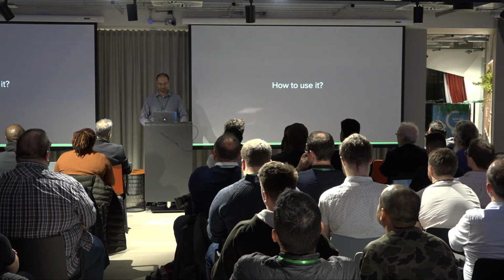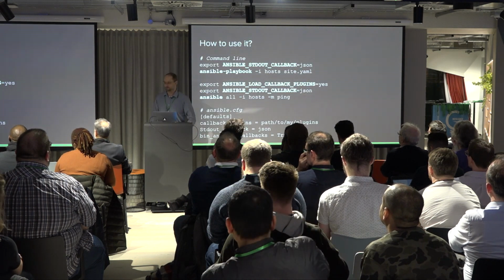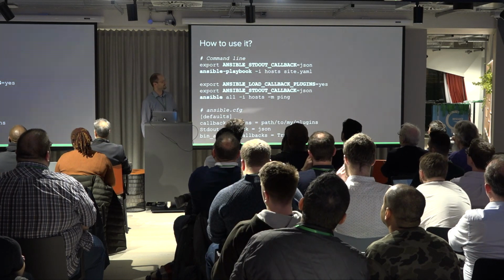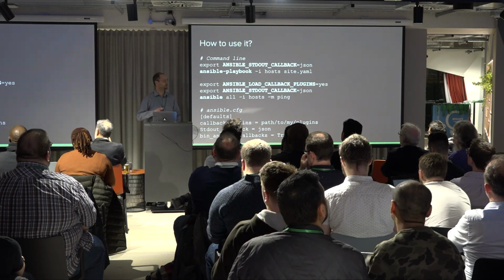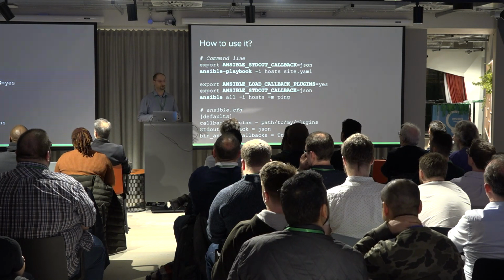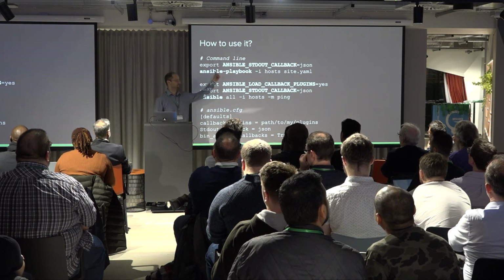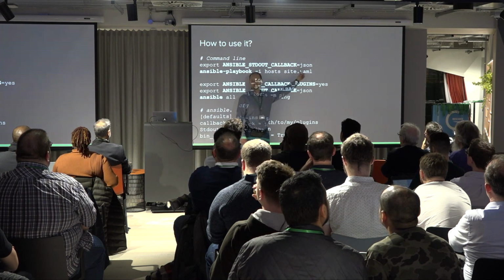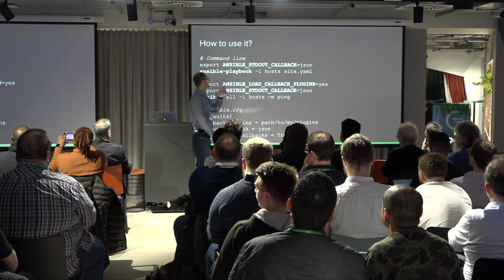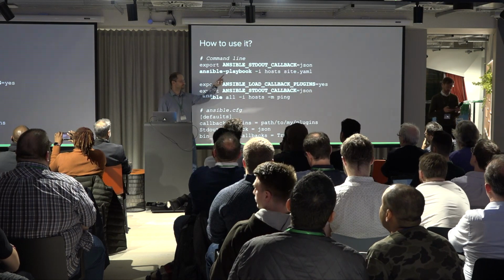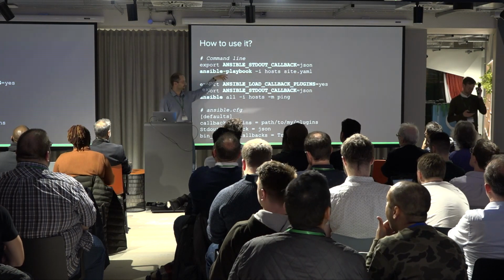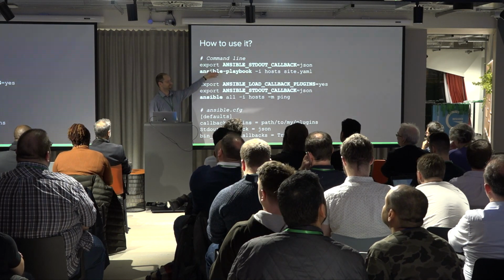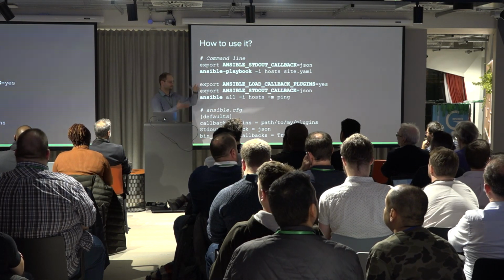So how to use it? This example is closer to me. Basically, you can do it ad hoc on the command line. You don't have to configure anything anywhere else. You just set some environment variable. In this case, I'm using the JSON callback plugin, and then I'm simply running ansible-playbook with some playbook. And that run of the playbook will be output as a JSON document, basically.